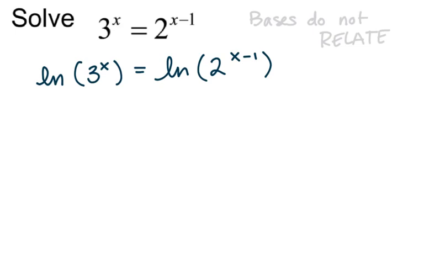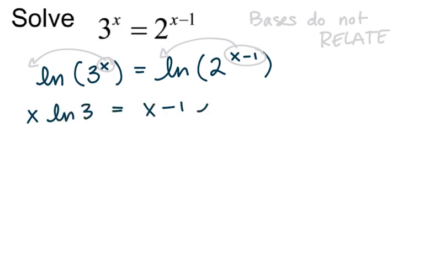Once I've taken the natural log of both sides, we like to use our power rule. The power rule of logarithms says that if I have a power in my argument, I can pull that in front and write that now as a product. So rewriting this, I have x times the natural log of 3 equals x minus 1 times the natural log of 2. And I left my parentheses out.